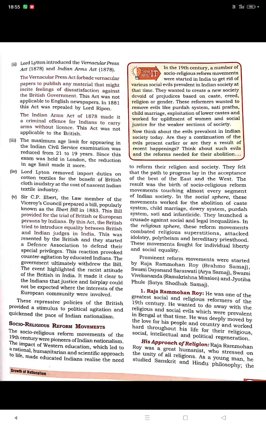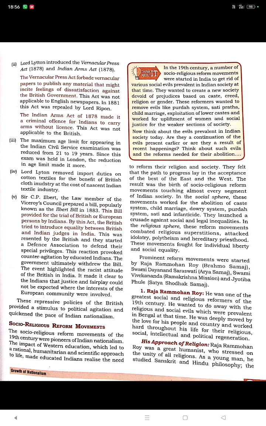Next, Lord Lytton introduced the Vernacular Press Act 1878 and Indian Arms Act 1878. What is meant by Vernacular Press and Indian Arms? Vernacular Press Act forbade vernacular papers to publish any material that might incite feelings of dissatisfaction against the British government.